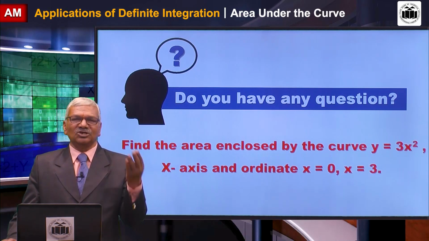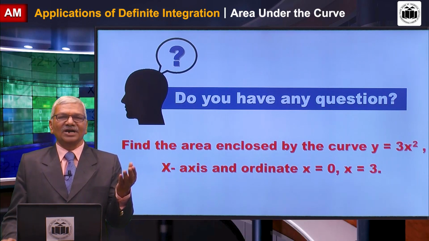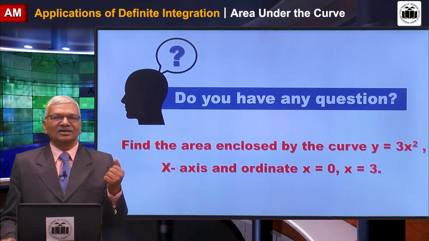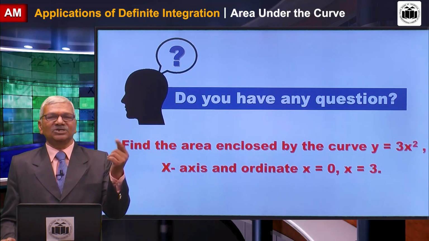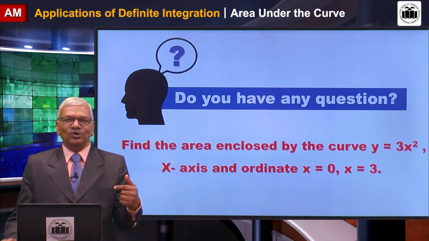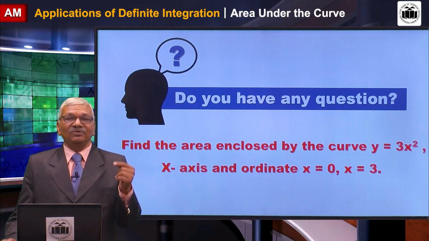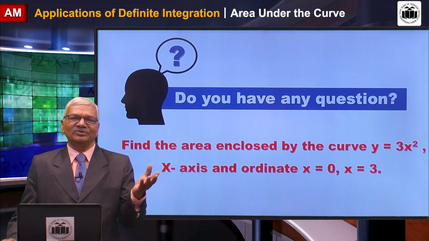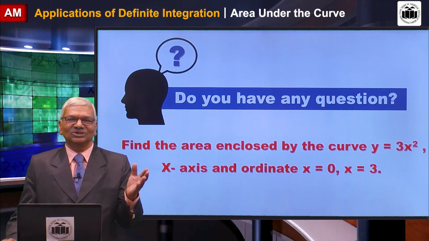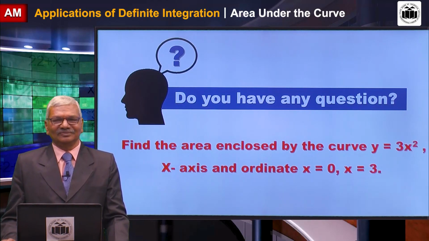Apply your present knowledge of integration. What is the integration of x square? It is the power formula. Increase the power by 1, that is 2 plus 1, 3, and divide by the new power. So it becomes 3x cubed by 3 between the limit 0 to 3. Understood? And you can calculate the value now. You are satisfied? It's very good. Okay, thank you. Welcome.